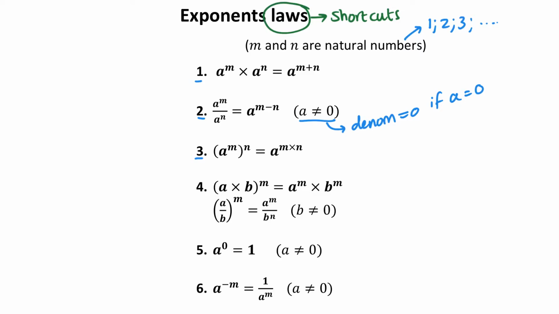Number 3, if I raise a power to a power, I multiply my exponents. Number 4, if I multiply 2 factors together and raise the whole thing to a power, it's the same as each factor having the power. Or if I divide 2 values with each other all to the same power, it's the same as each bit having the same power. And remember, I don't want my denominator to be 0. So again, I'm avoiding undefined values. Okay, anything to the power of 0 is 1, except for 0 to the power of 0. And number 6 is the one we are going to discuss today.